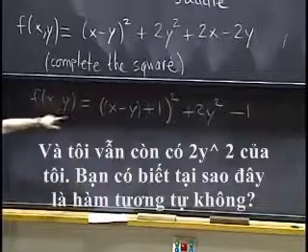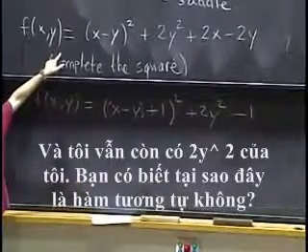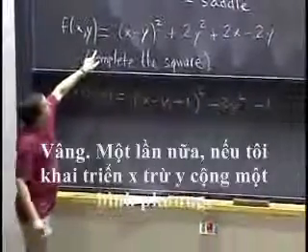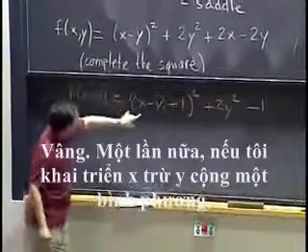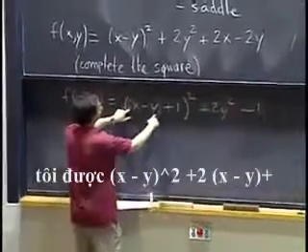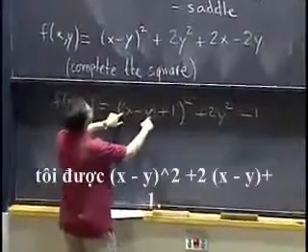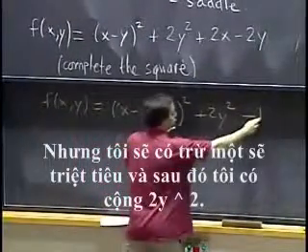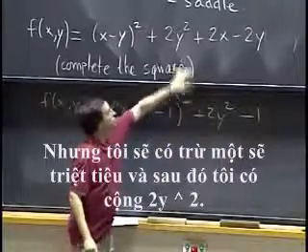Do you see why this is the same function as that one? Again, if I expand (x minus y plus 1) squared, I get (x minus y) squared plus twice (x minus y), that's those terms, plus 1. But I will have a minus 1 that will cancel out. And then I have a plus 2y squared.